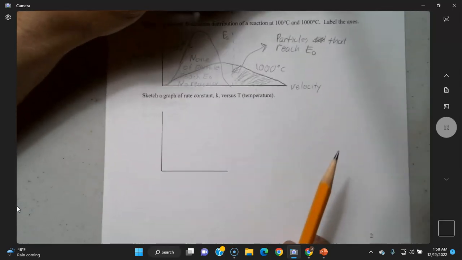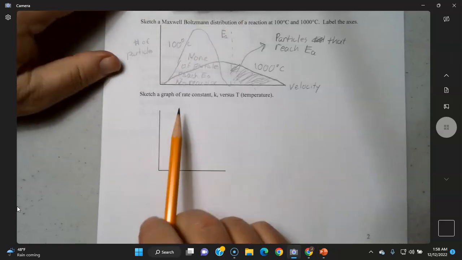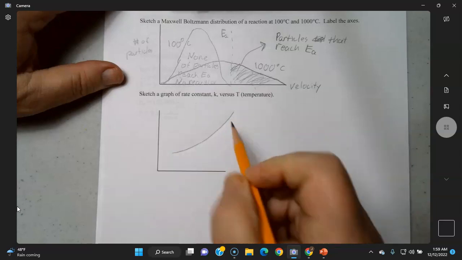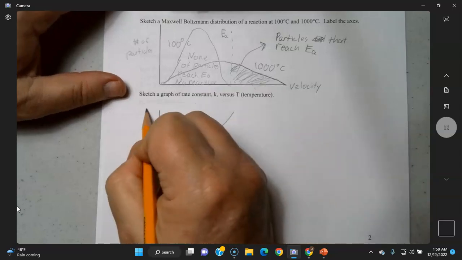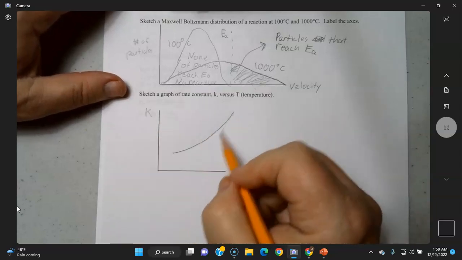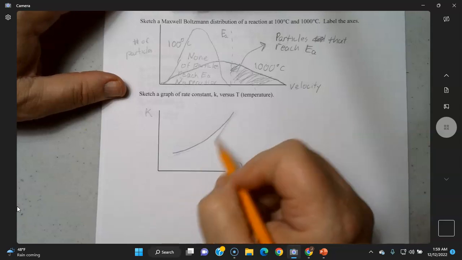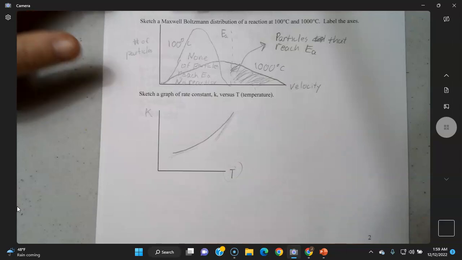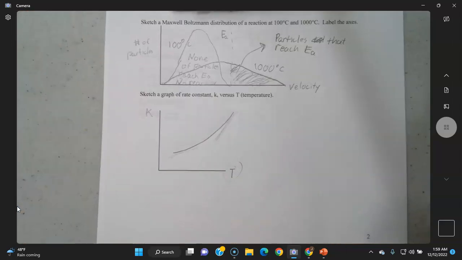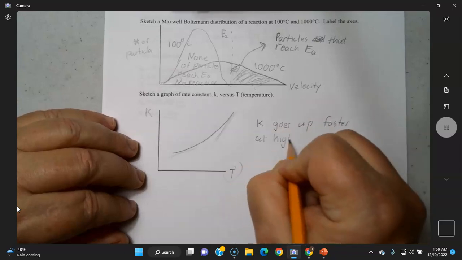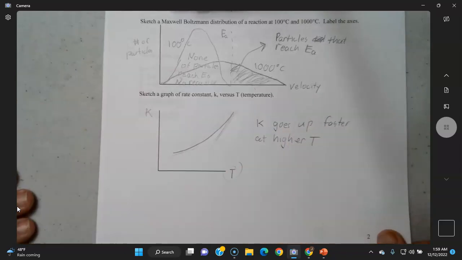Okay, come down here. Sketch a graph of rate constant K versus temperature. So it looks like this. So as temperature goes up, K goes up at an increasing rate. So the slope here is steeper than it is here. So if you get to higher temperatures, the K value will go up even faster than it does at lower temperatures. Okay, I'm going to write that. All right, move on.